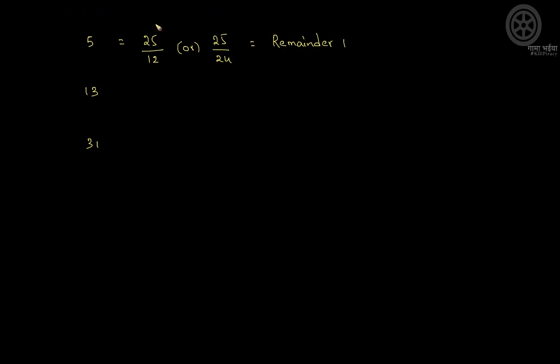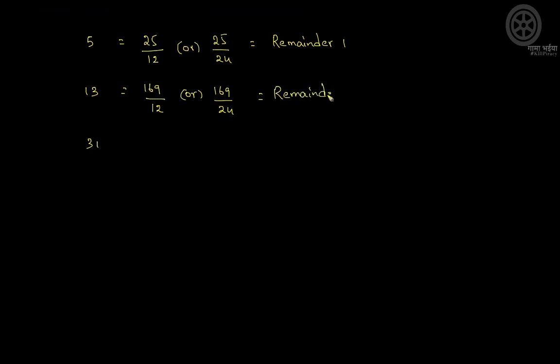25 divided by 12: 12 2s are 24, right? Remainder is 1. 24 ones are 24, yes, remainder is 1, right? We will check another one. 169 by 12 or 169 by 24. Check it. Are you getting remainder 1 or not? Yes. 12 14s are 168, so remainder 1. 24 7s are 168, yes, remainder 1. You are getting the remainder 1.